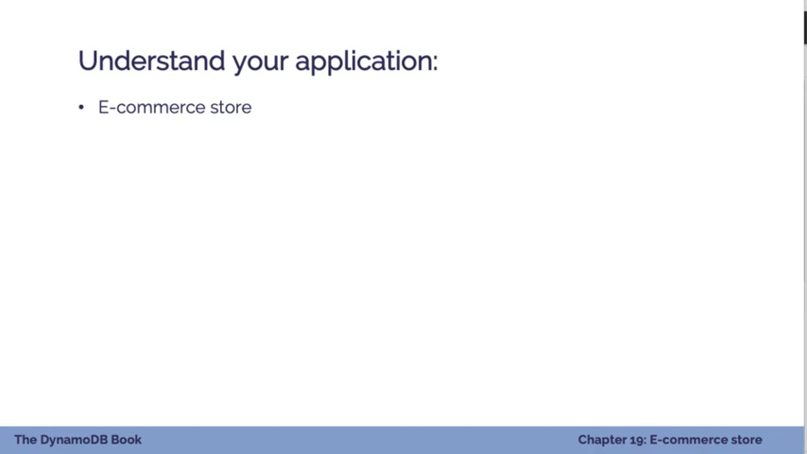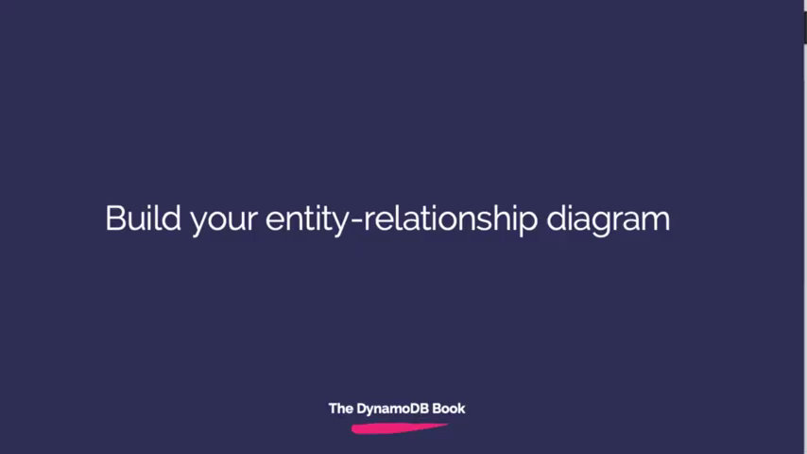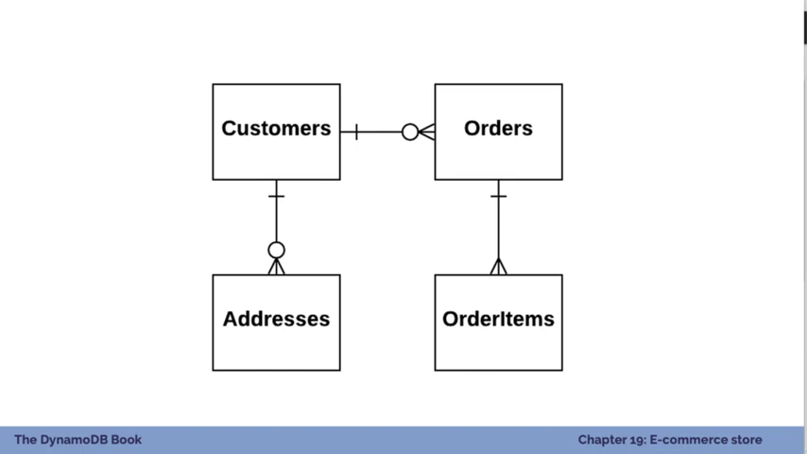So just a quick summary of what we're building. Again, an e-commerce store. I'd say there's two big areas of it. There's customers and their addresses, and there's also orders and order items. And then those are linked between customers and orders as well. So now that we understand our application, let's build that entity relationship diagram, that ERD. A little more complex than the last chapter, but still pretty manageable.